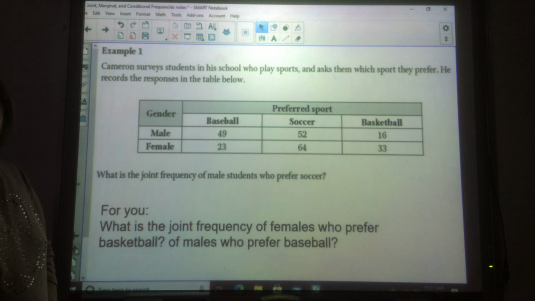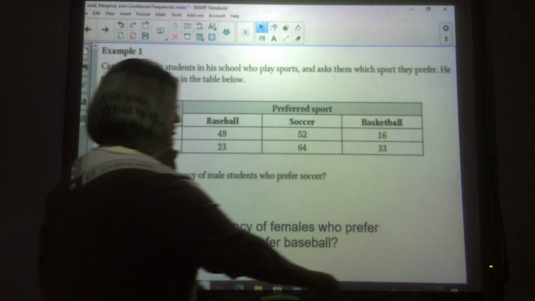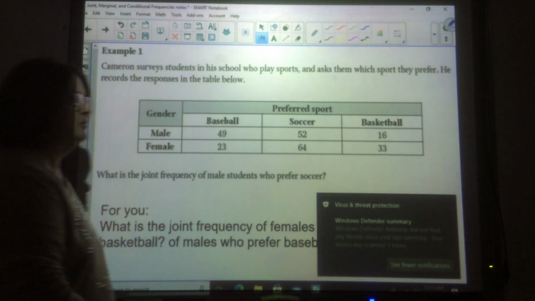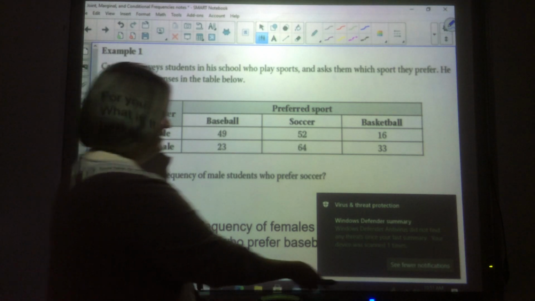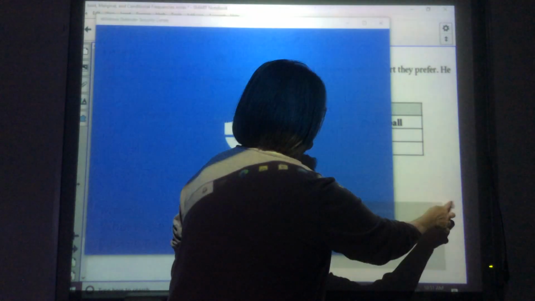Now, joint frequency to me is logical. You read the question, you can honestly answer that without even knowing what joint frequency means. Joint frequency just means you are joining two pieces of data. That's all that it means.